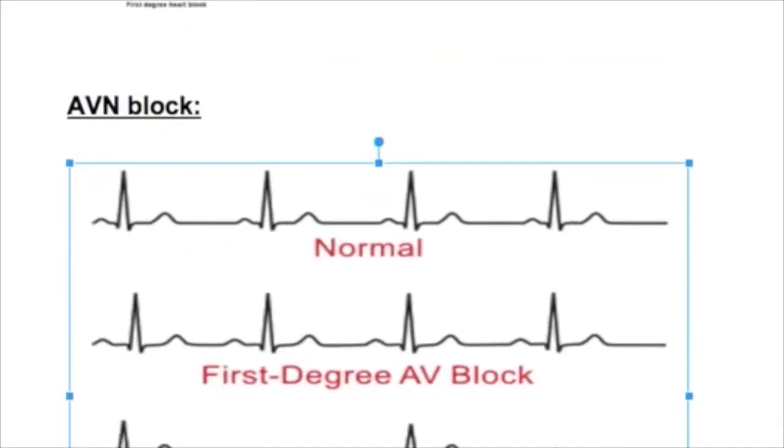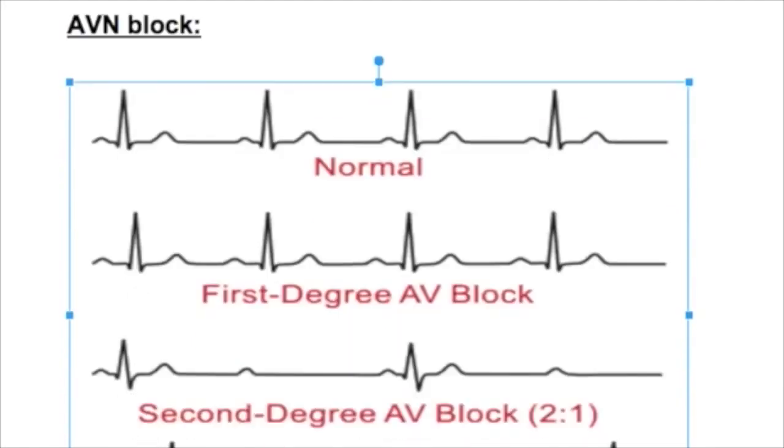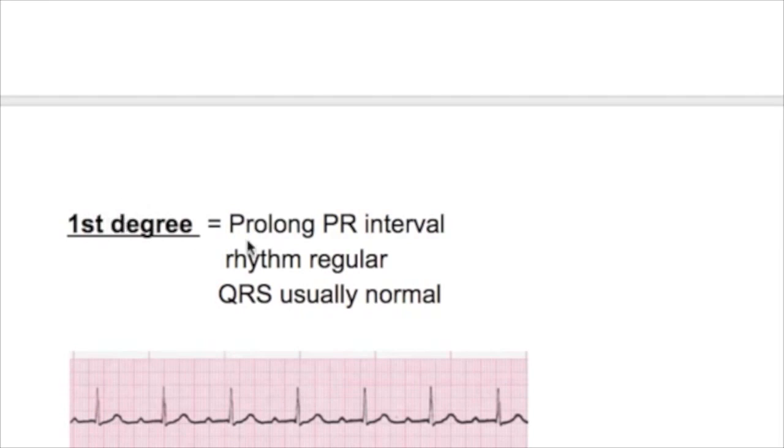AV nodal block. Three types of the AV nodal blocks: the first degree, second degree, and a third degree block. In first degree block, there is a prolonged PR interval. See that the PR interval is prolonged. The rhythm is regular and QRS is usually normal.